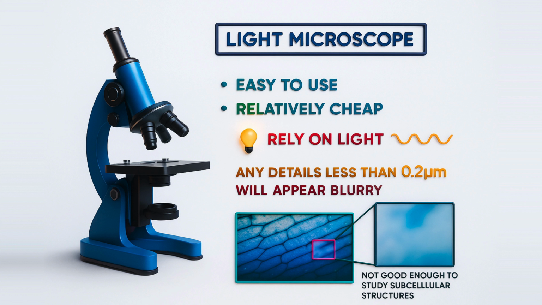This means that any two structures in a specimen that are closer than 0.2 micrometers will appear as a single blurred shape rather than two separate components. Therefore, while light microscopes are perfectly suitable for viewing entire cells such as onion cells, they are not powerful enough to show the finer internal structures of cells, like mitochondria, ribosomes, or the inner details of organelles.